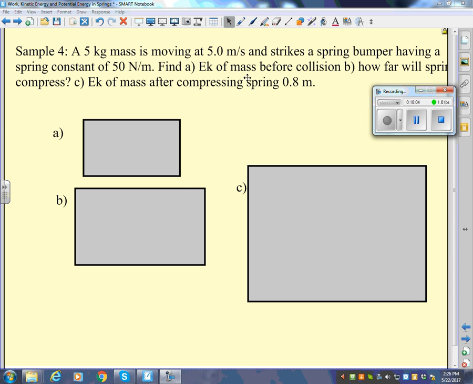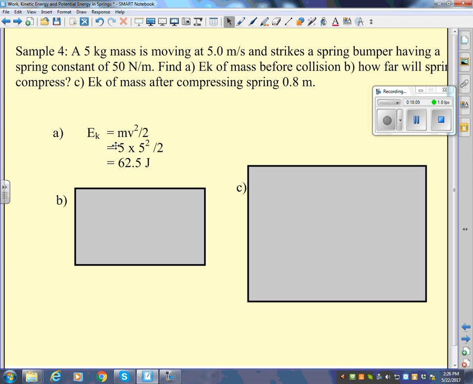So part A, kinetic energy of the mass before collision. Kinetic energy is 1/2 mv squared, or mv squared over 2. That's pretty easy. 5 times 5 squared all over 2. Should get 62.5 joules, is how much kinetic energy there is before. And so the question, how far will the spring compress? All of that kinetic energy has to turn into potential. Note that this is a horizontal type thing. If it was vertical, you'd have to be worried about potential energy and gravitational height. And I know there's a question in your future about that. But for this case here, it's horizontal.